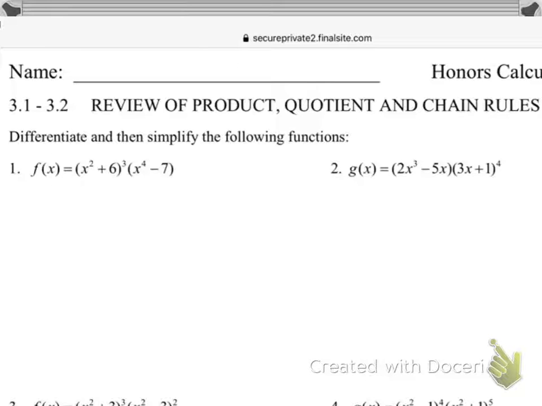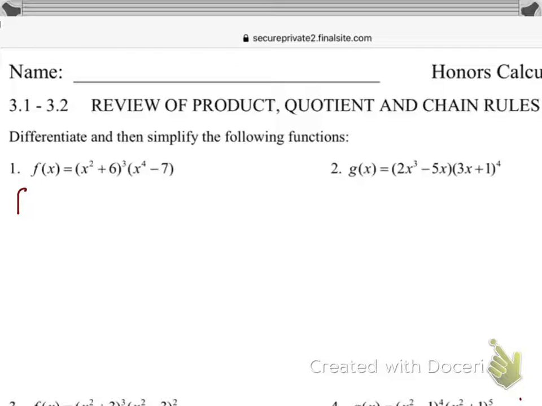In this video, we're going to do problems 1, 2, 3, and 4 of the review of the product, quotient, and chain rules for 3.1.3.2. So starting with problem 1, it is a product rule problem. So let's get our good notation out, and we will be solving this right now.